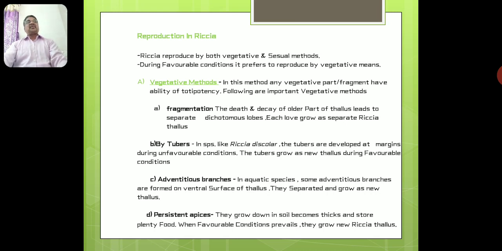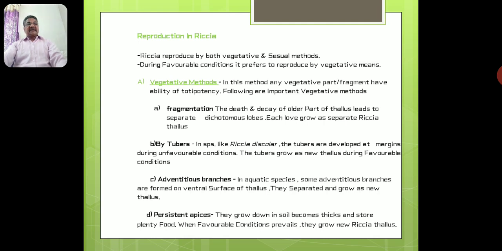But at the end of the growing season, when the rainy season ends, moisture, humidity and water are not available, so the plant starts to produce sex organs, and in that way it reproduces at the end of the season by the sexual method of reproduction. Now the vegetative method of reproduction.